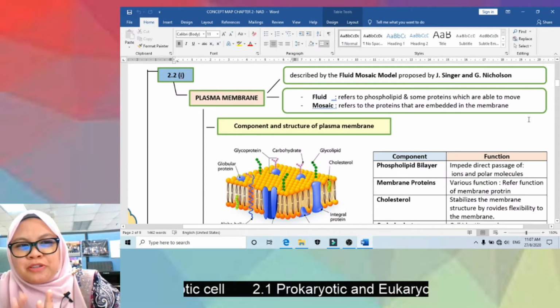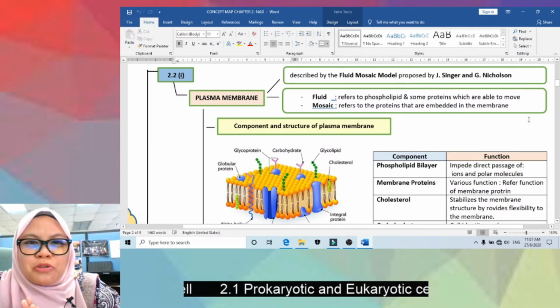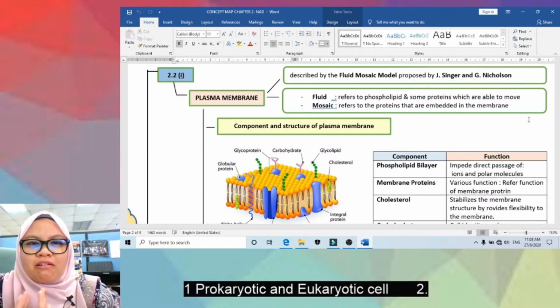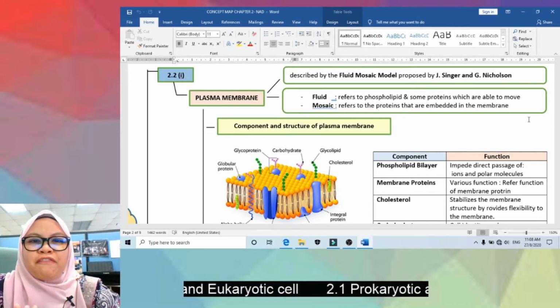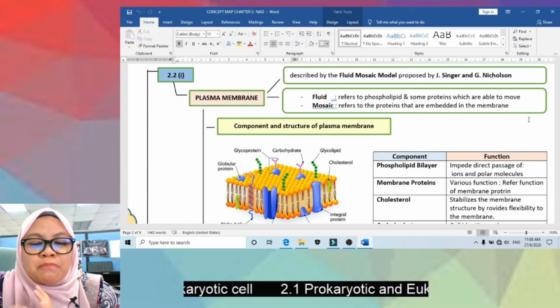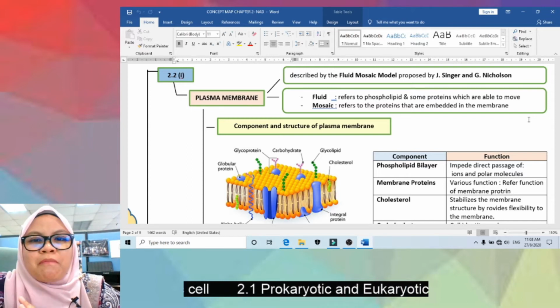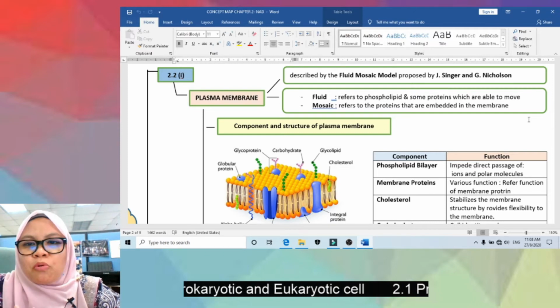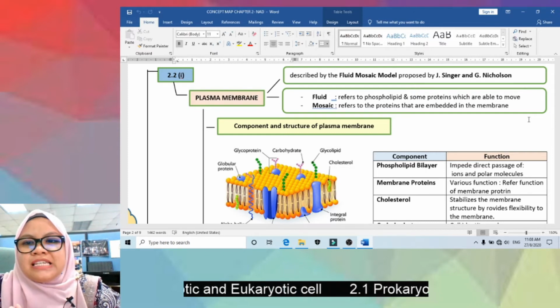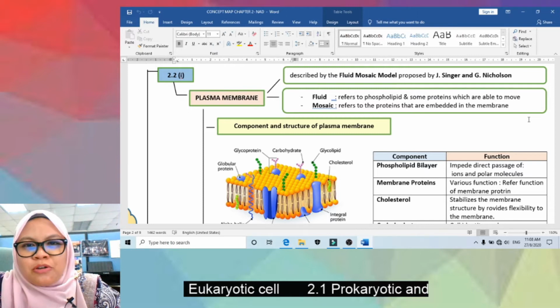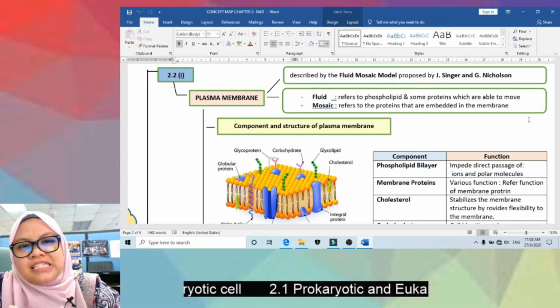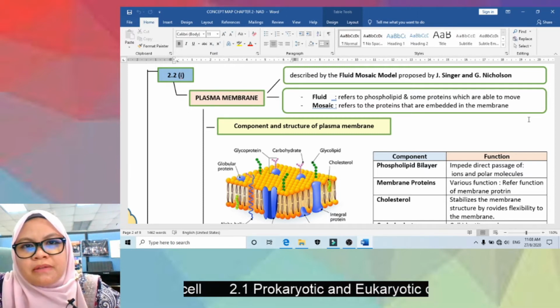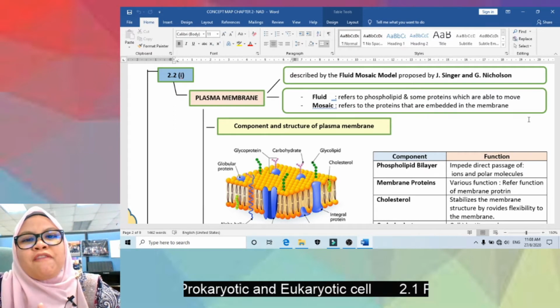Hi, Assalamualaikum. So now let's continue with subtopic 2.2, cell membrane and organelles. Okay, so first we start with plasma membrane. For plasma membrane, the model is described by the fluid mosaic model. The fluid mosaic model was proposed by scientists S. J. Singer and G. Nicholson. Hopefully you can remember these names. They proposed that the plasma membrane is described as the fluid mosaic model.